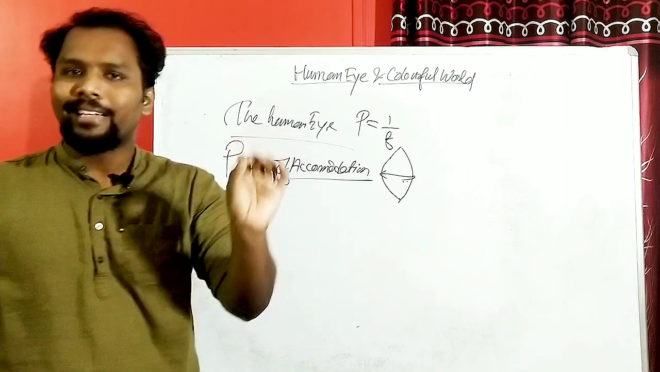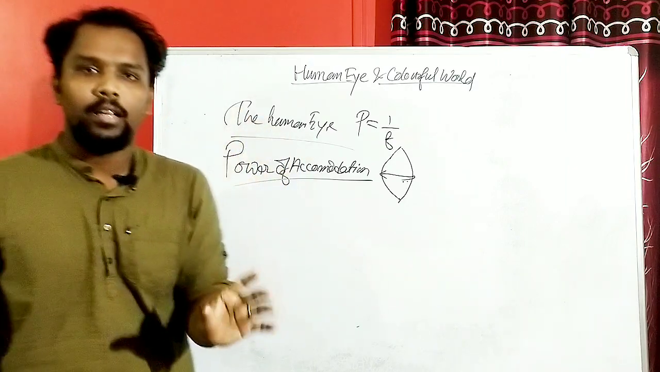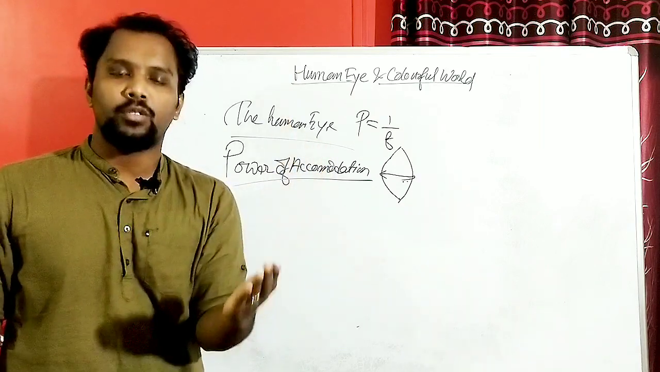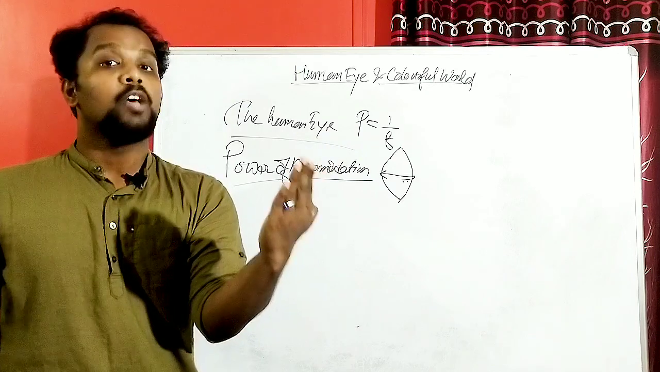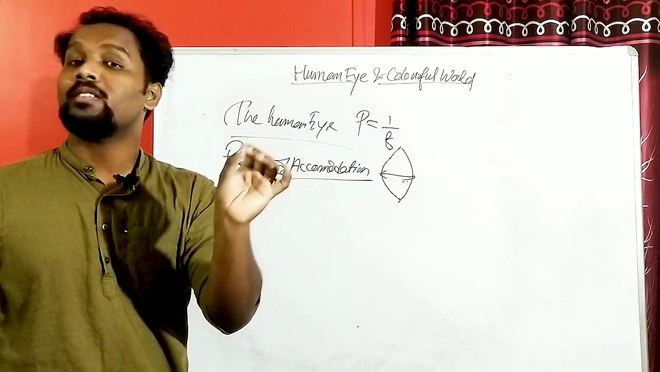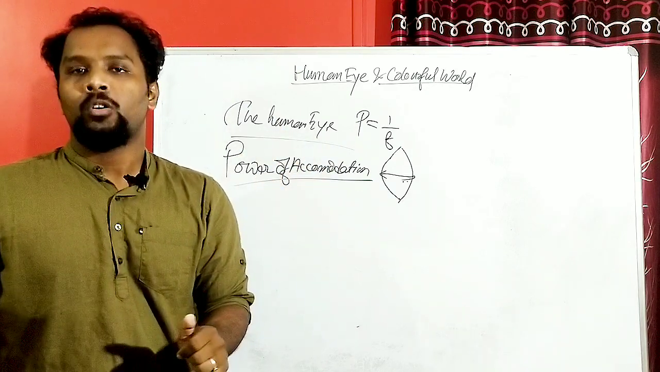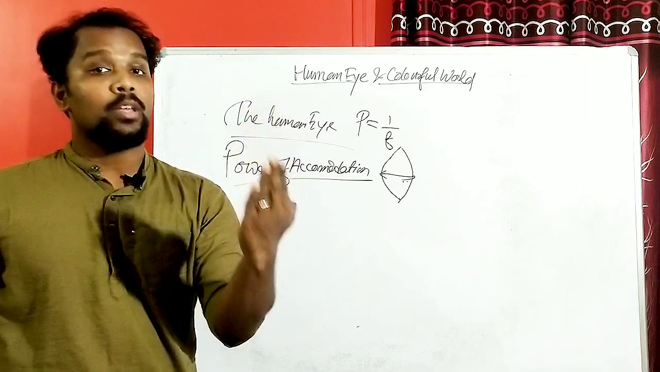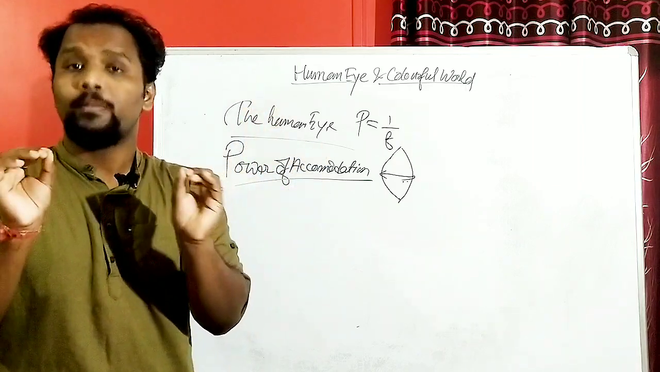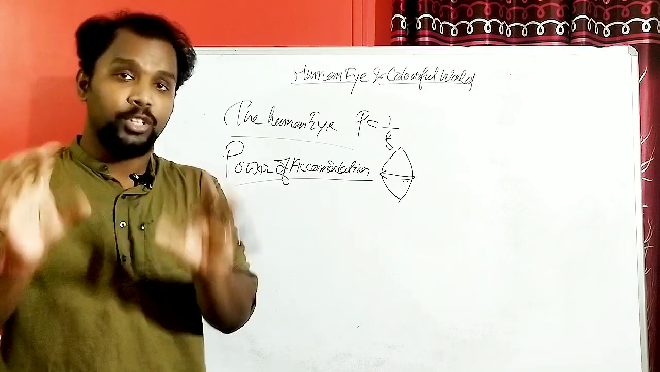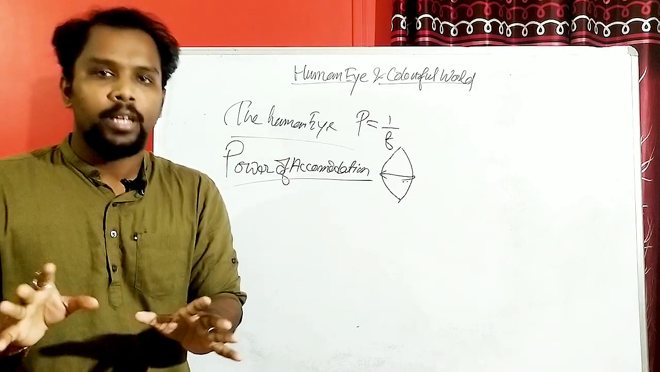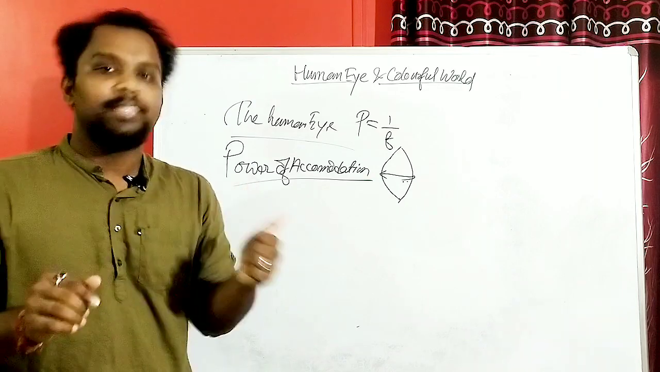That means there is a certain least amount of distance, right? There is a certain minimum distance at which the object should be placed, so that your image is going to be distinct on your retina. That minimum distance where the object should be positioned is known as the least distance of distinct vision.